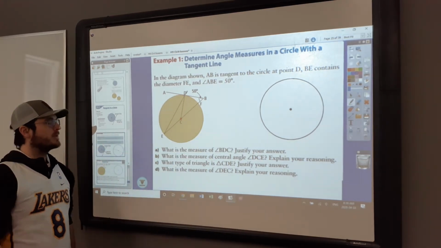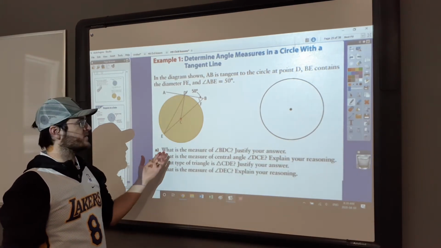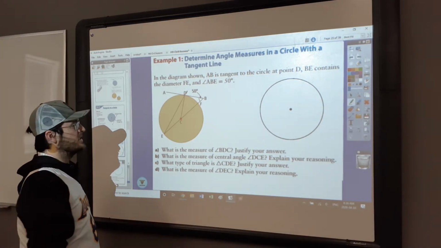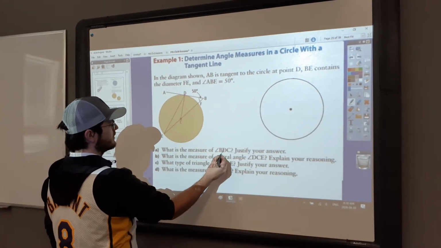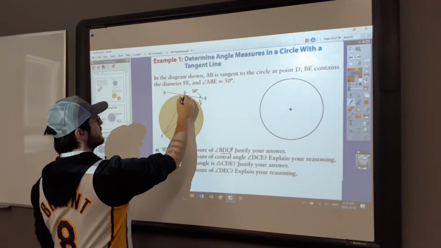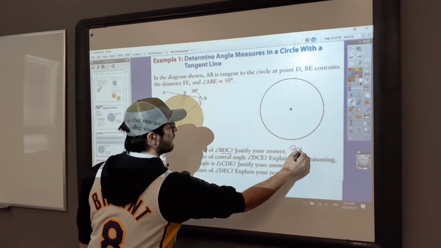Okay, so we'll work our way through it. I find writing it out, just filling it out on the picture works the best rather than trying to do this stuff separately. So what's the measure of angle BDC? So that's our rule. If this is a tangent line and this is running through the middle of the circle, that means angle BDC is 90 degrees.